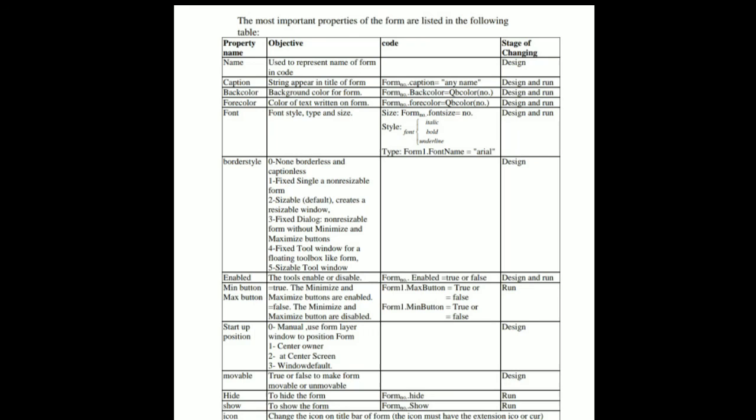We can set these properties by both the methods, design time and run time. At design time, we have to give the True or False value in the property window. At run time, we have to write Form1.Enabled equal to False, Command2.Enabled equal to True. Right, so you can understand what I mean to say.